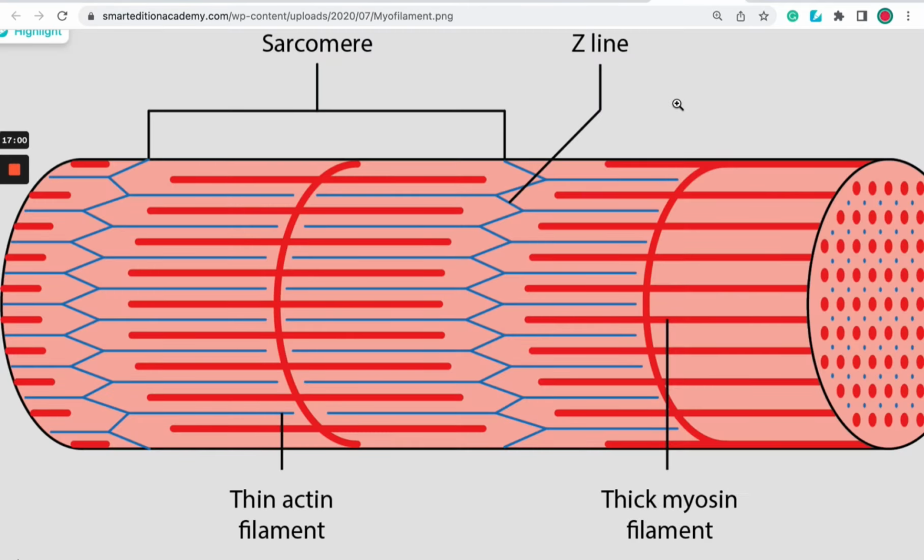So if we take a look at this picture, actin is a protein molecule that links together to form thin bands of myofilaments. So you can see the actin filament is represented here by these blue lines. Myofilaments make up a myofibril, which is a long cylindrical protein that fills a muscle fiber. Actin is attached to your Z line or your Z disc. So here's the Z line. You can see it's got that name because it looks like a Z.